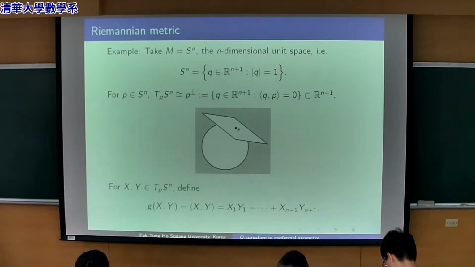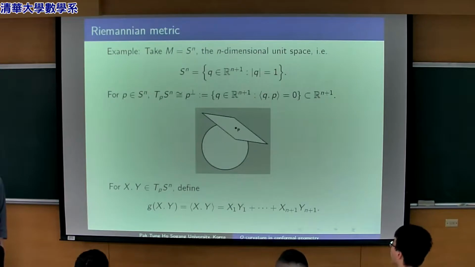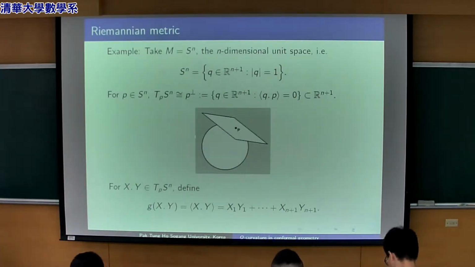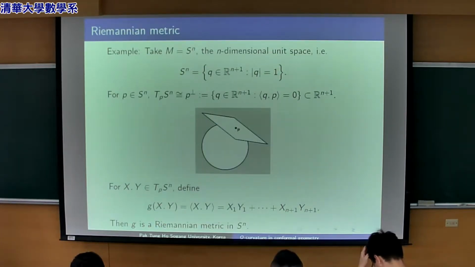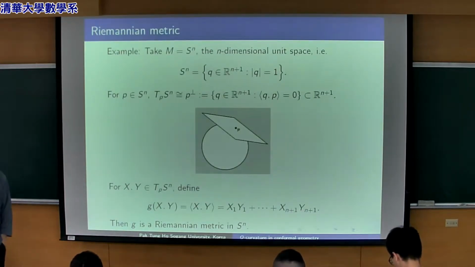Can you see it from the back? I define this Riemannian metric to be, once again, the inner product. Then once again you can verify this is a Riemannian metric: bilinear, symmetric, and positive definite. In fact, this is the concept of an induced metric, a metric induced from R^(n+1).